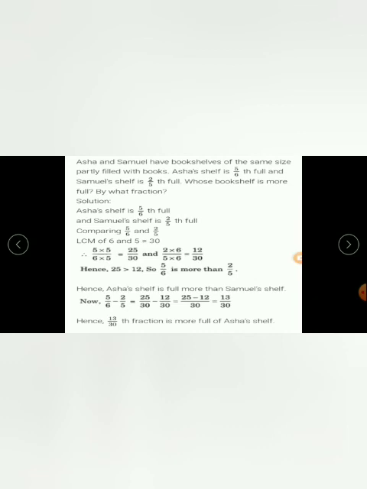So how will you find that, by how much more? For that we are subtracting the portion of Samuel from the portion of Asha. So what is the portion of Asha? 25 by 30. And what is the portion of Samuel? 12 by 30. So we can subtract it here because already we have converted into like fractions for comparing. They are like fractions. So 25 minus 12, what do you have? 13. So 13 by 30. So that much fraction is more. Whose? Asha's. Asha's shelf is more than Samuel's by 13 by 30.